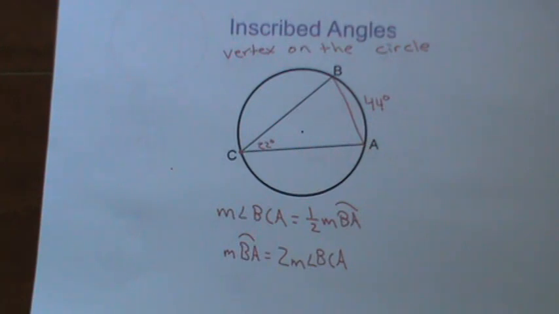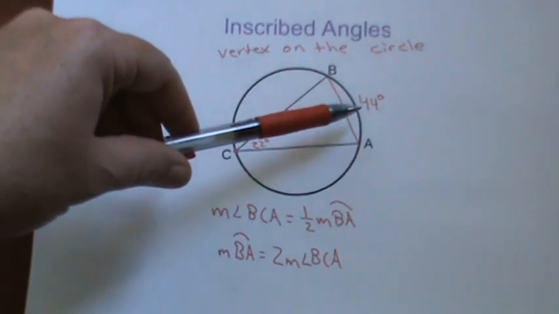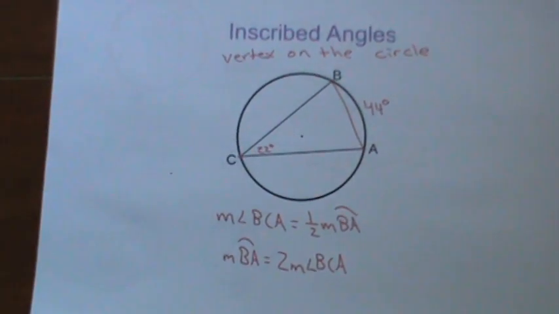The measure of an inscribed angle is equal to half the measure of the intercepted arc. So if I know that arc BA measures 44 degrees, then I know the angle BCA is 22 degrees.